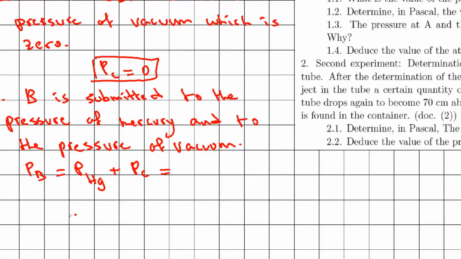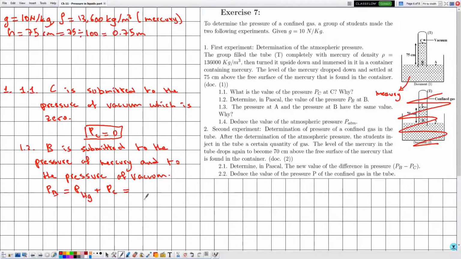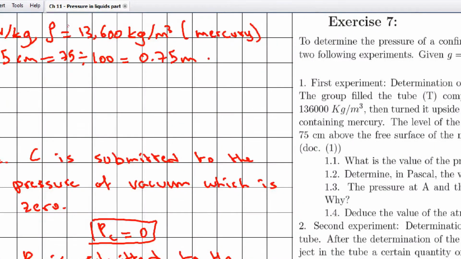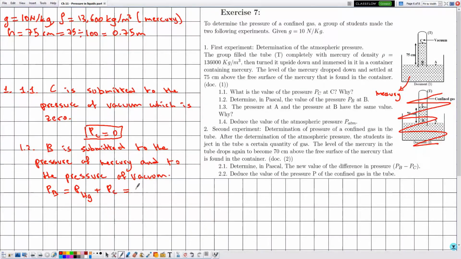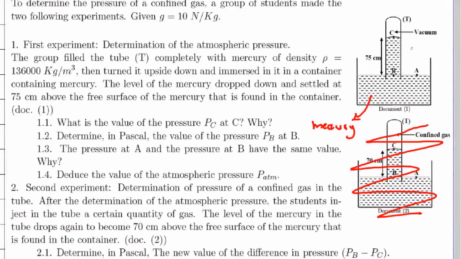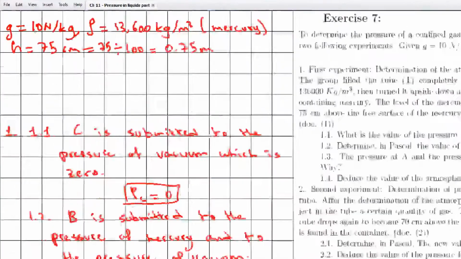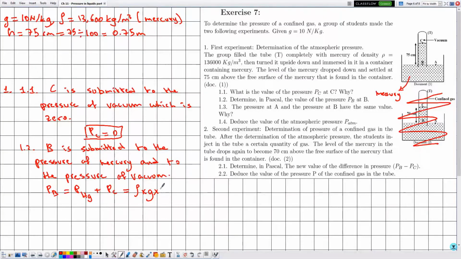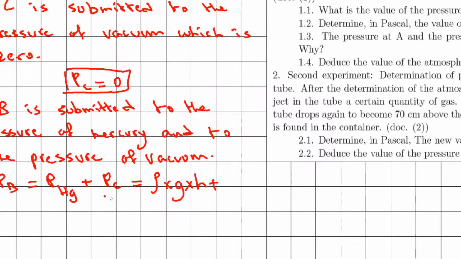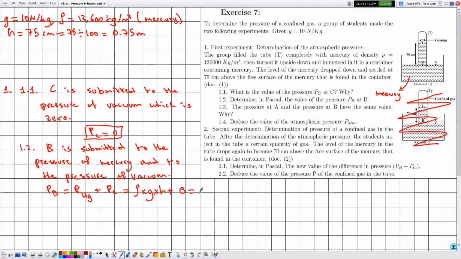Now because Hg is mercury, this is the pressure due to a liquid, which is given by the density of the liquid times G times H. So the density of this liquid, which is mercury, is denoted by ρ, multiplied by G, multiplied by the depth at which we are calculating this pressure, which is 75 centimeters, denoted by H, plus the pressure at the point C, which is the vacuum, which is 0. Now the density of mercury in the SI is 13,600, the value of G is 10, and the value of H is 0.75.